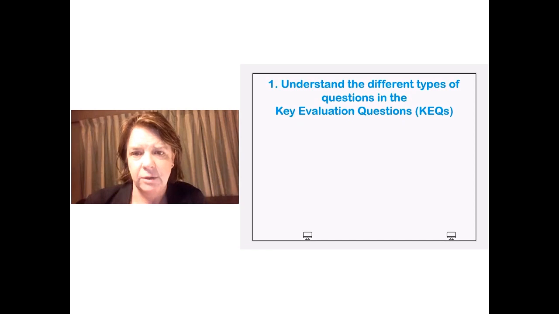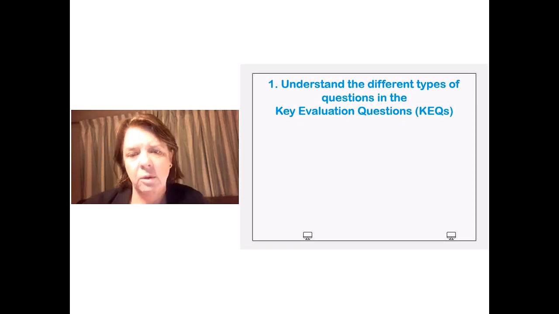And so the first one is to really focus on the different types of questions that you have in the key evaluation questions. Now, when we talk about key evaluation questions, it's not about the questions in an interview schedule. It's the sort of 5 or 7 very high-level questions that the evaluation is designed to answer. And even in an impact evaluation, there'll be a range of questions in order to make sense of the questions about impact.